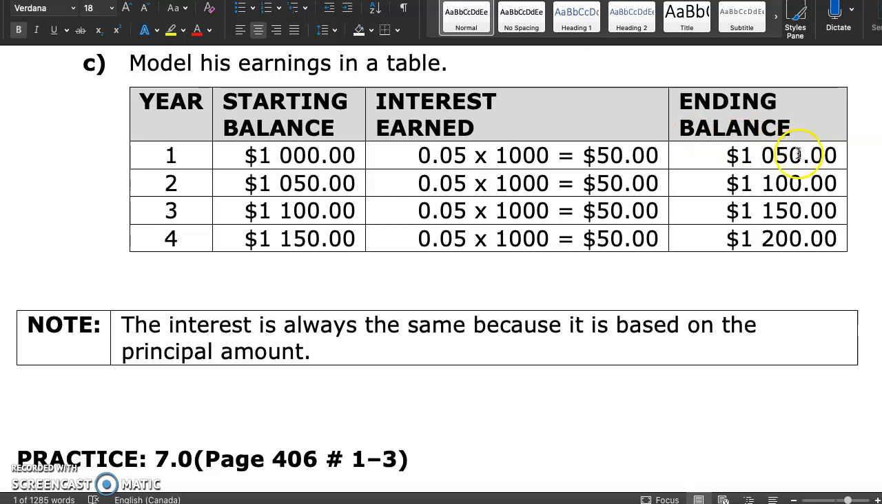Notice it's going up by the same amount each time. And notice if the year is going up at equal intervals and the amount is going up at equal intervals, we should expect a linear relation, and we'll investigate this shortly.